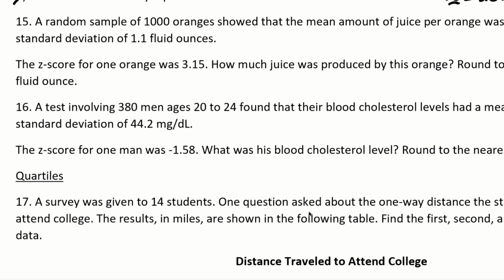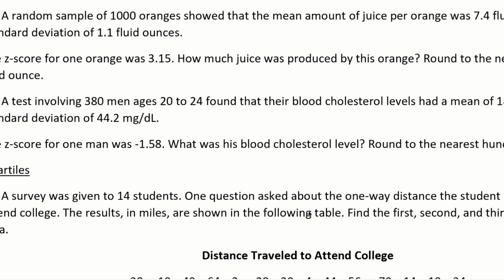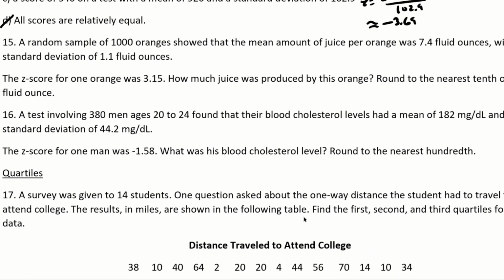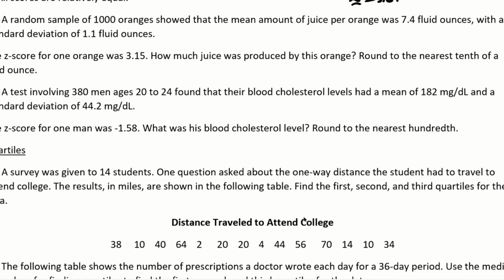All right, so number 15: a random sample of 1,500 oranges showed that the mean amount of juice per orange was 7.4 fluid ounces with a standard deviation of 1.1 fluid ounces. The z-score for one orange was 3.15. How much juice was produced by this orange? Round to the nearest tenth.